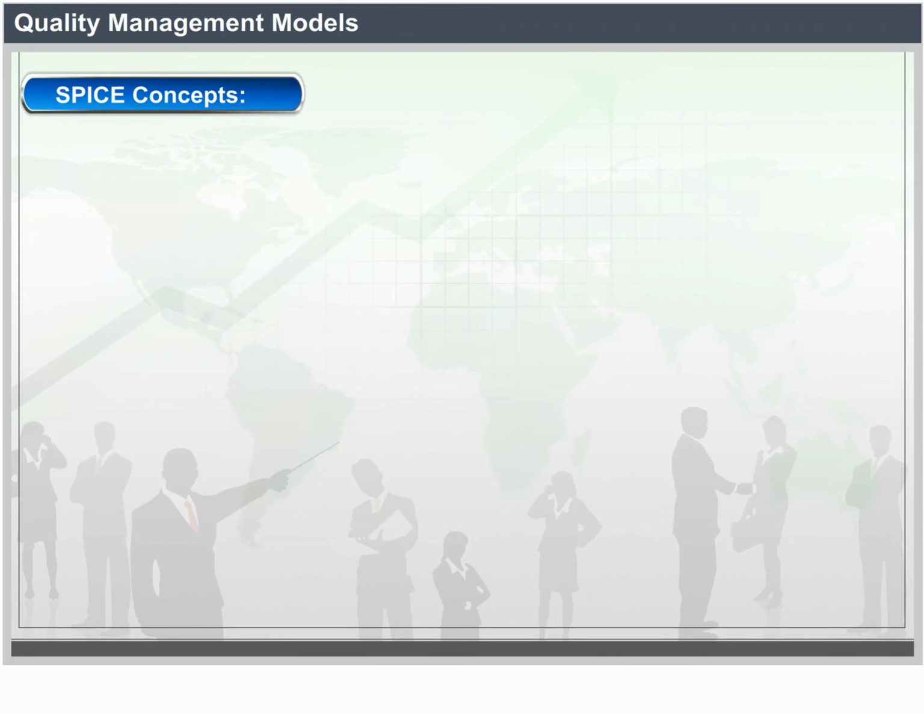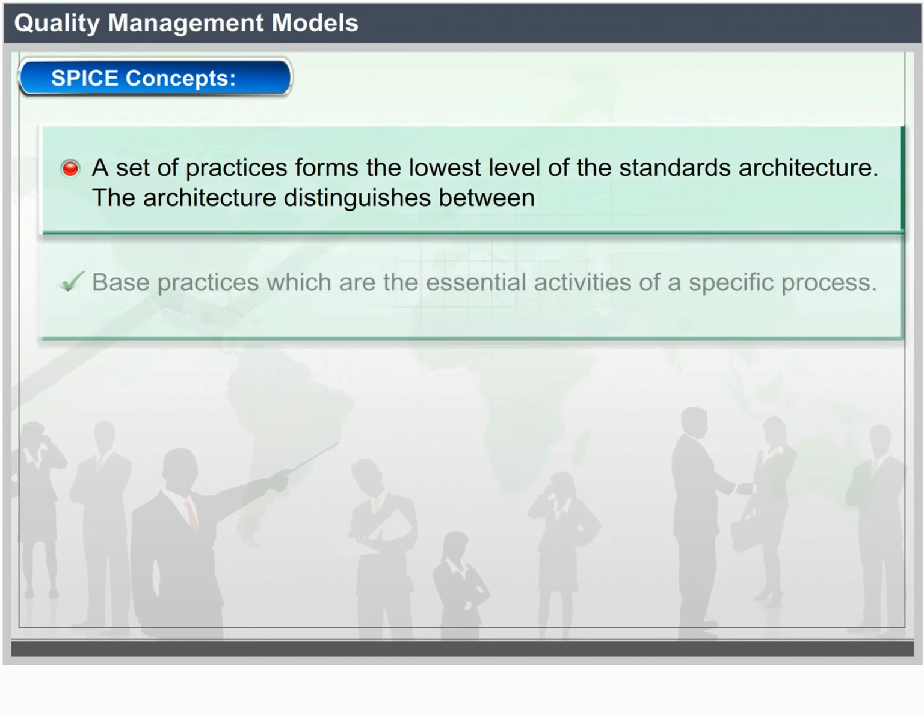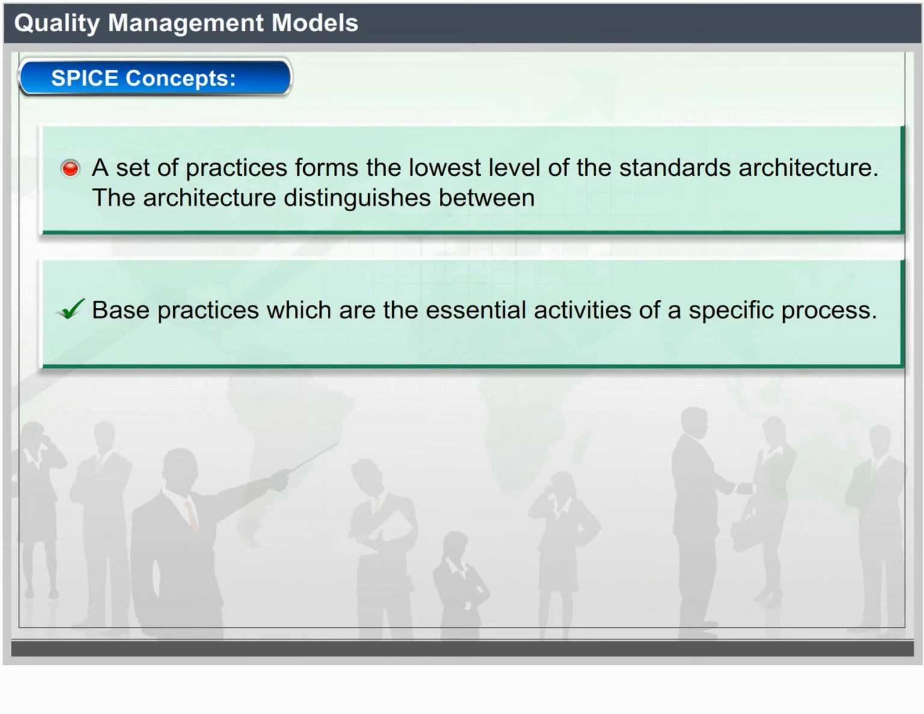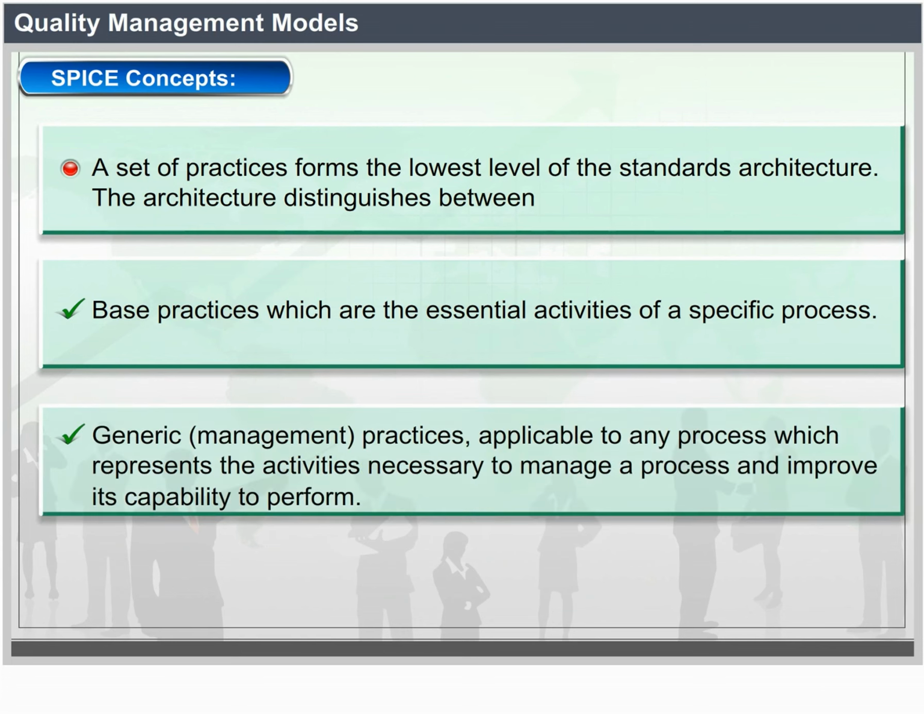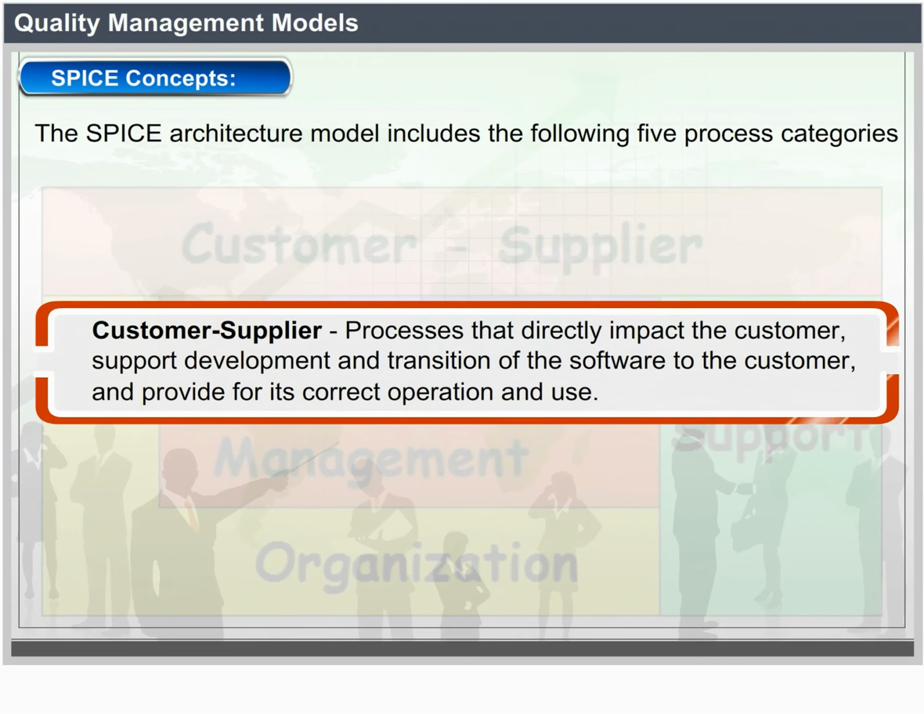SPICE concepts. A set of practices forms the lowest level of the standard's architecture. The architecture distinguishes between base practices, which are the essential activities of a specific process, and generic management practices applicable to any process, which represent the activities necessary to manage a process and improve its capability to perform. The SPICE architecture model contains 5 process categories: customer-supplier, processes that directly impact the customer, support development and transition of the software to the customer, and provide for its correct operation and use.